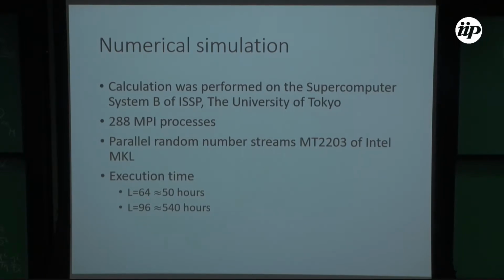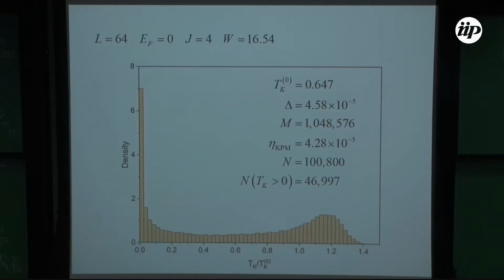Okay, so we've looked at 64 cube and 96 cube. This is the kind of time involved using 288 processes on the University of Tokyo Institute of Solid State Physics System B supercomputer. Here's some results. This is for 64 cube, band center, J equals 4, bandwidth is 12, so that's 1/3. We're at the critical point.